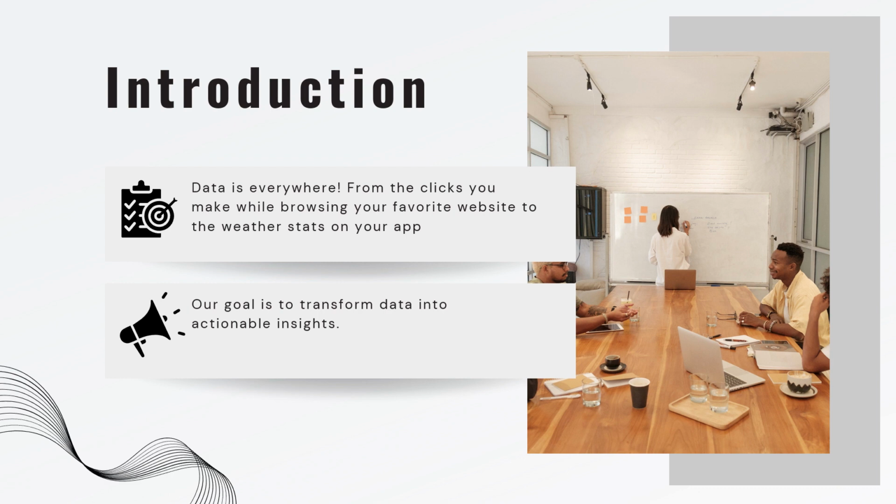Chapter 1: The Data Science Introduction. Picture this: you're walking into an old library with dusty books, some of them centuries old. Now replace those books with computers, and that library is the internet. Data is everywhere, from the clicks you make while browsing your favorite website to the weather stats on your app. It's all data. Data science is like being a detective, but instead of solving crimes, we uncover hidden stories within data. Our goal is to transform data into actionable insights.